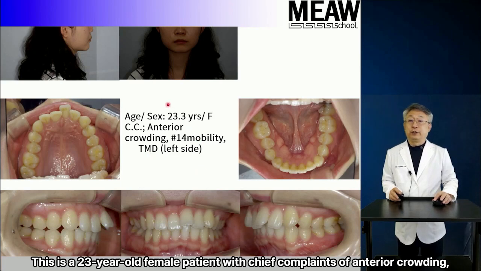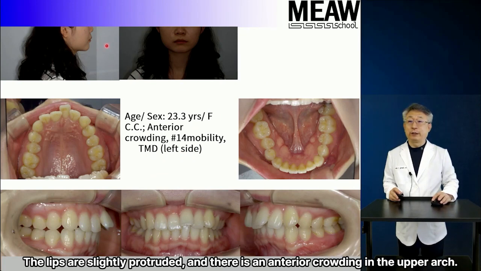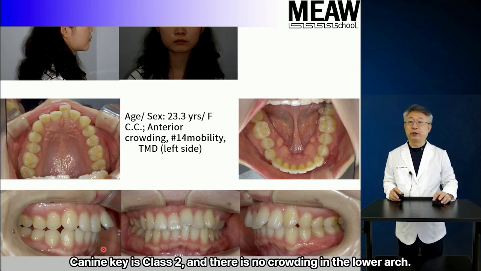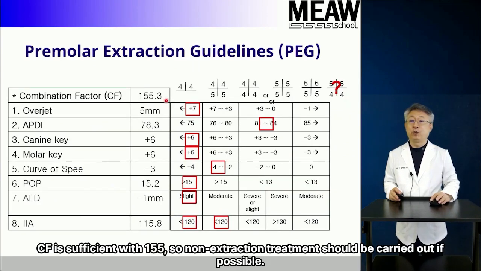This is a 23-year-old female patient with chief complaints of anterior crowding, mobility of the upper right first premolar, and TMD on left TMJ. The lips are slightly protruded, and there is an anterior crowding in the upper arch. Canine K is class 2, and there is no crowding in the lower arch. This patient has normal values of ODI, APDI, and CF. CF is sufficient with 155, so non-extraction treatment should be carried out if possible.